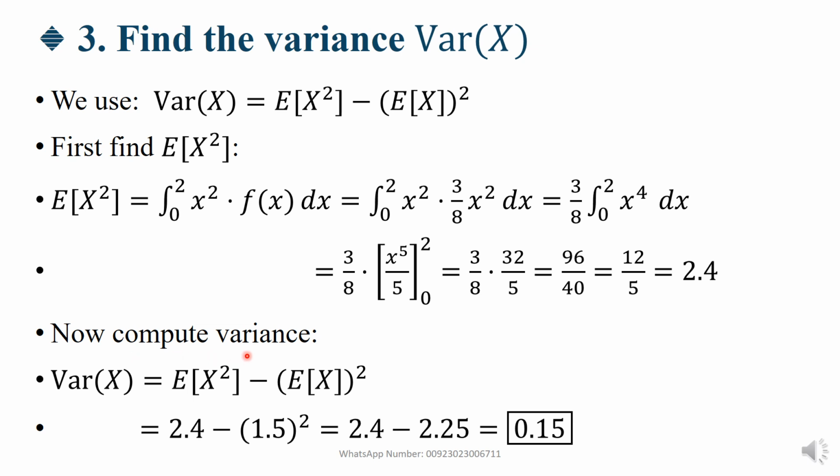Now compute the variance. Variance of x equal to E of x square minus E of x whole square. You already know E of x square, we have got 2.4. Now minus sign is given and E of x. What is the value of E of x? 1.5 we put in, and whole square we get 2.25. Then subtract these values, we get 0.15.